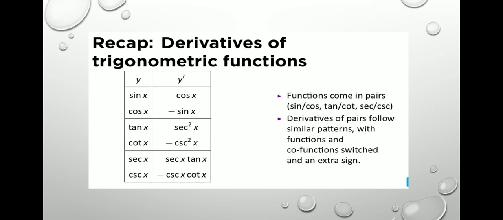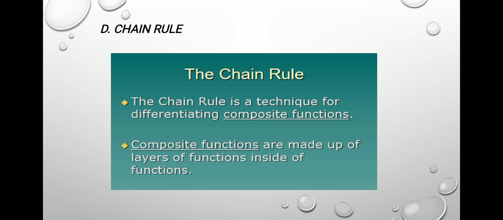Derivatives of trigonometric functions. We have here the table. Functions come in pairs: sine and cos, tan and cotangent, and secant and cosecant. Derivatives of pairs follow similar patterns, in which functions and cofunctions switch and there is an extra negative sign. Next topic is the chain rule.